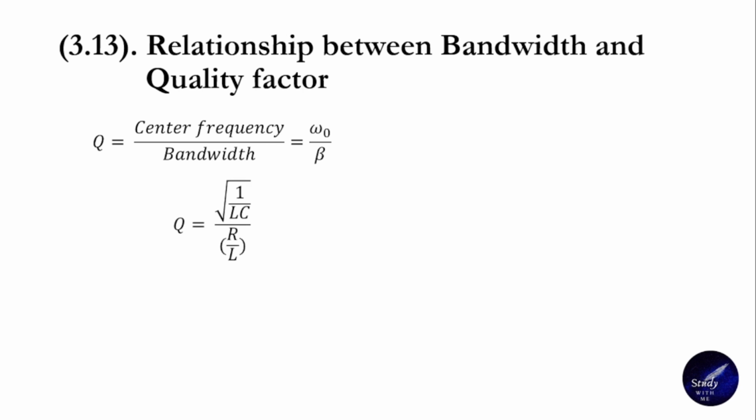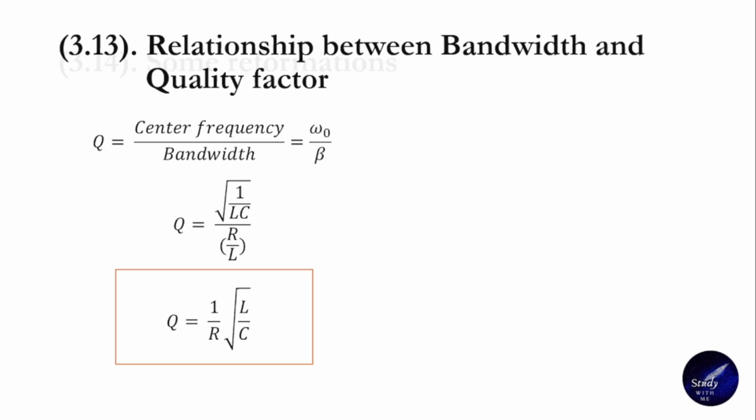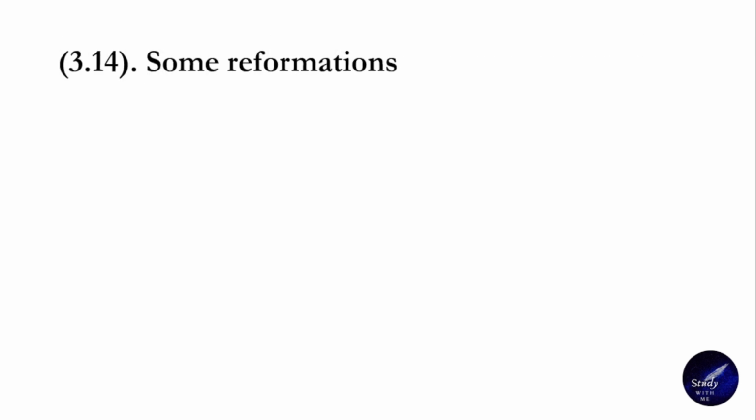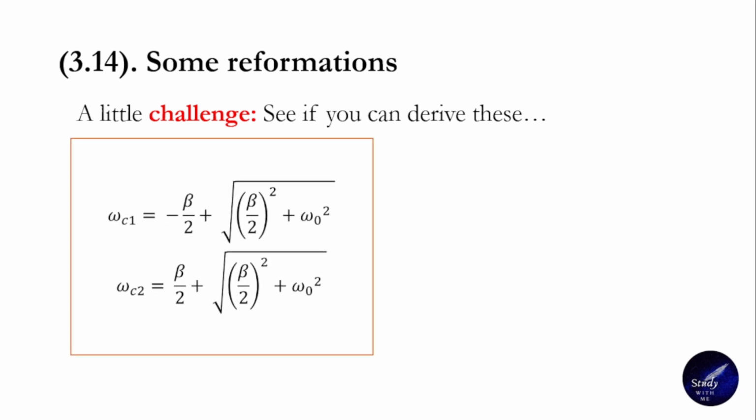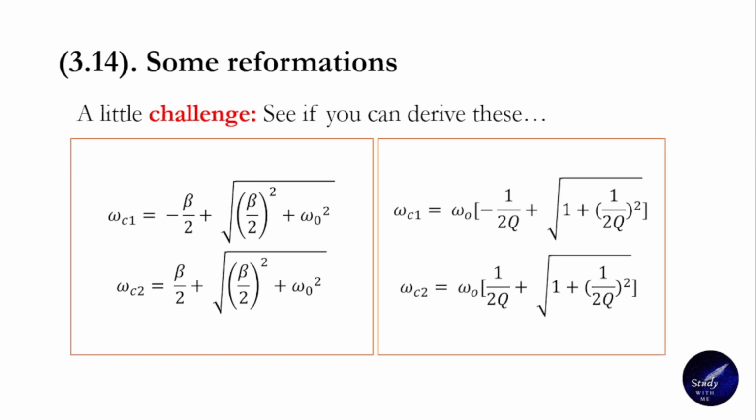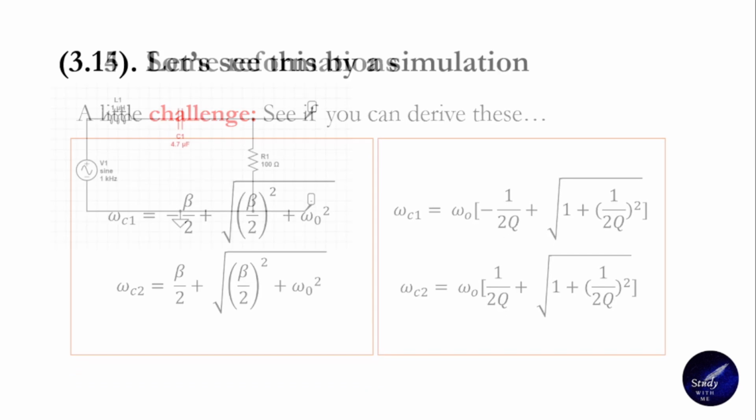Now here is the quality factor. We can obtain the quality factor by dividing the center frequency by the bandwidth, and doing some maths, we arrive at the ultimate equation Q equals 1 over R into square root of L over C. Here at last you have a little challenge. See if you can derive these equations for cutoff frequencies omega c1 and omega c2.